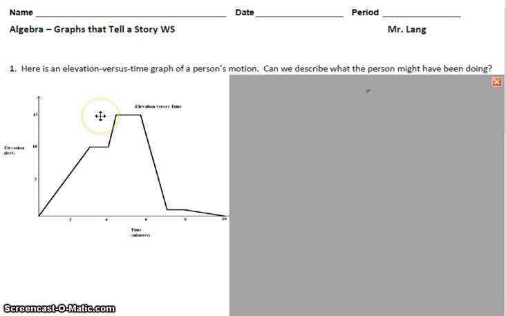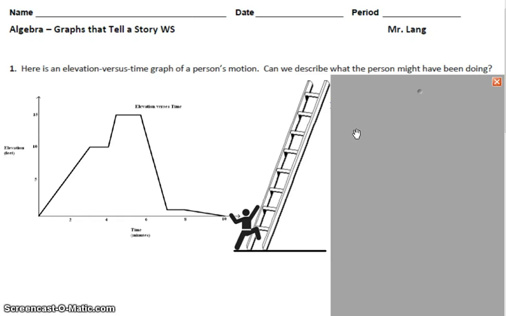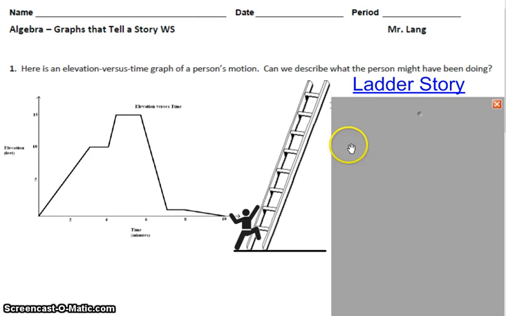So one example might be walking up and down a hill. That's a pretty common thing to say. Another one is going up and down a ladder. So I'm going to use the ladder story here. I think that'll work pretty well. Being on a ladder for 10 minutes might seem like a long time, and 15 feet is pretty tall for a ladder, but it's possible, so just work with it. So this is my ladder story.